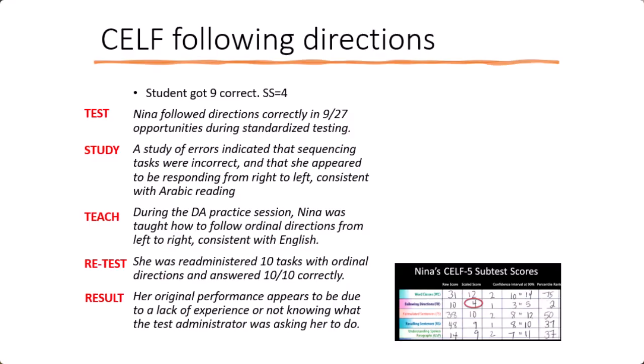In this one, dealing with receptive language and following directions, a child, Nina, scored low on following directions. She got 9 out of 27 prompts correct. But after a quick teaching session, she scored 10 out of 10. The takeaway: her skills were still developing, not just disordered.